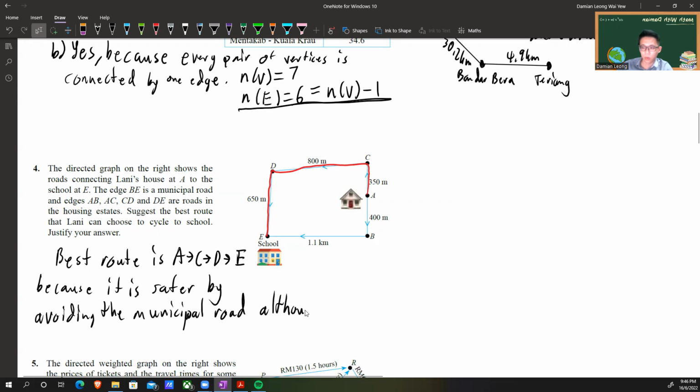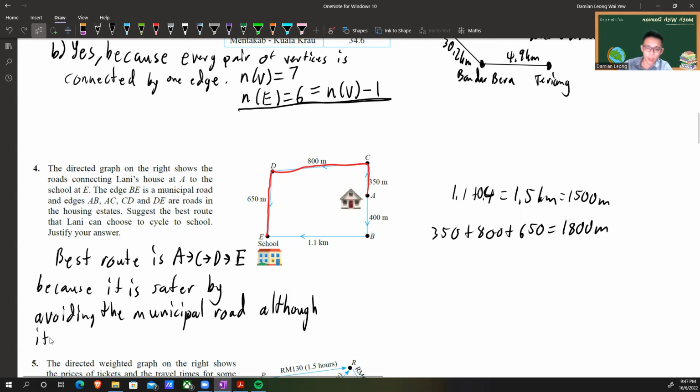Although if you compare the distance, 1.1 km plus 400 meters means 0.4 km, so it's 1.5 km. Yeah, if I take ABE. The other way, 350 plus 800 plus 650 is 1,800 meters. So there's a difference of 300 meters.